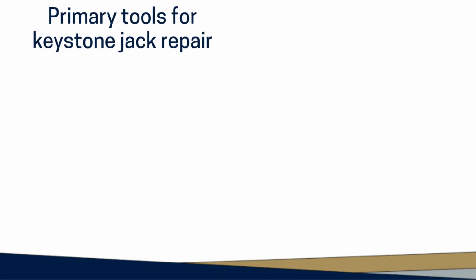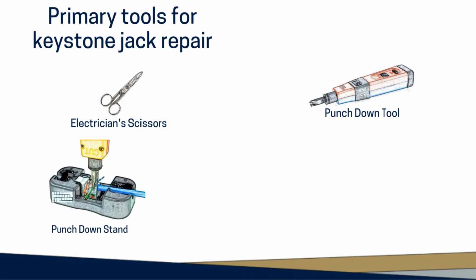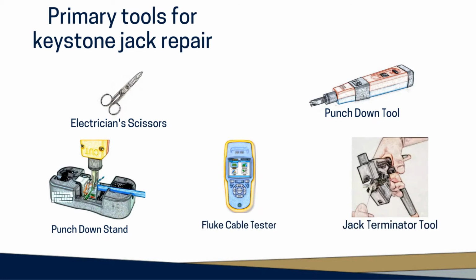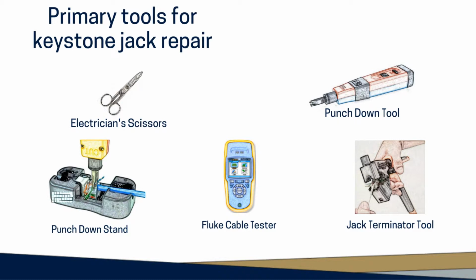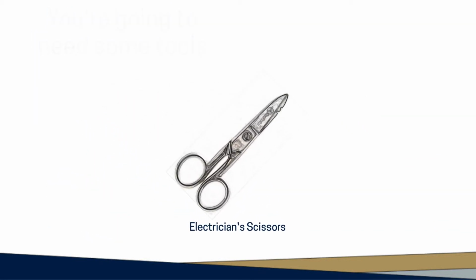To repair a Keystone jack, you'll need to have a few tools on hand. Electrician's scissors, a punch-down tool with a 110 cutting blade, a Keystone jack punch-down stand, a cable tester, and possibly a jack termination tool. Electrician scissors are used for stripping the sheath from a Category 6 cable, as well as for trimming excess copper conductors from jacks and other installations.